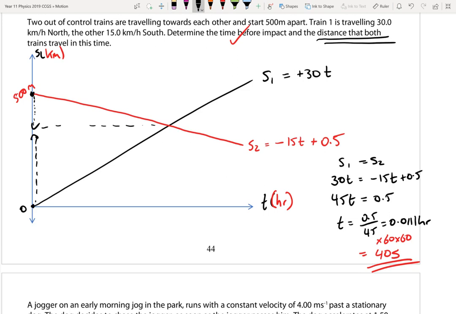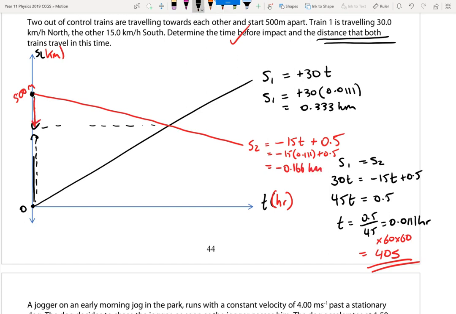So where could we do that? Let's just chuck it here. S1 equals plus 30 times 0.0111, which equals, I'm thinking probably 330 meters, 0.333 kilometers. And then this one, I'm running out of room. Negative 15 by 0.0111 plus 0.5. And I'm hoping that that would be negative 0.1666. Okay, so we just figured out the red displacement and the black displacement.